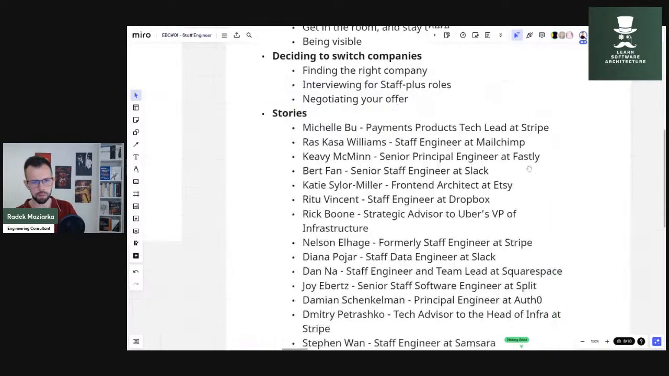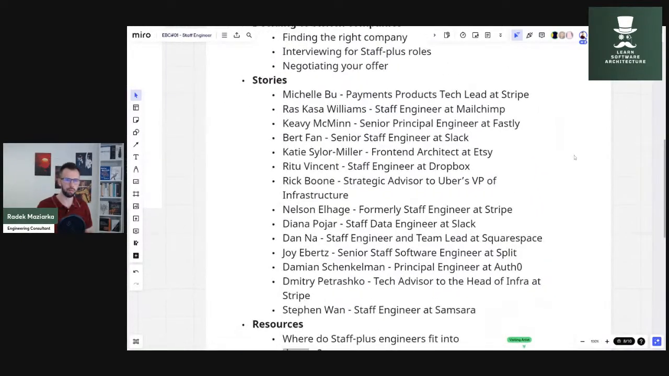And then at the end, we have a lot of different stories about staff engineering that you can get the information from the trenches, what it's like to operate as a staff engineer. As you can see, here we have a lot of industry companies that are very well known, but they operate on different markets in different niches. So you have Stripe about payments, Mailchimp about sending mails, Etsy about selling goods, Auth0 about internal authorization.